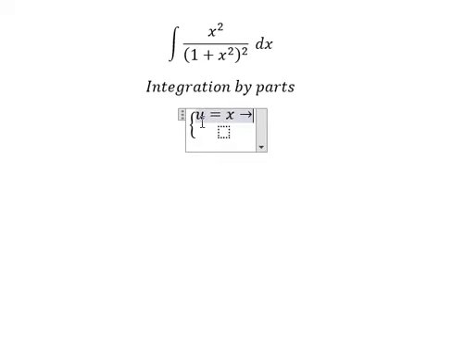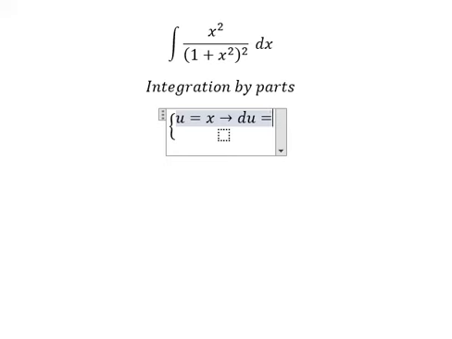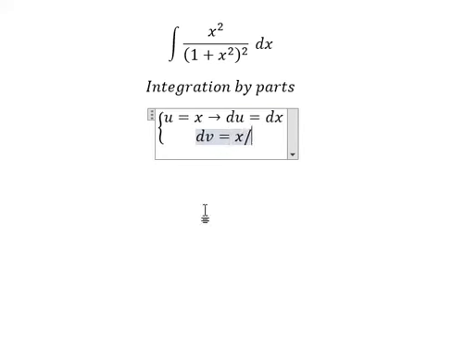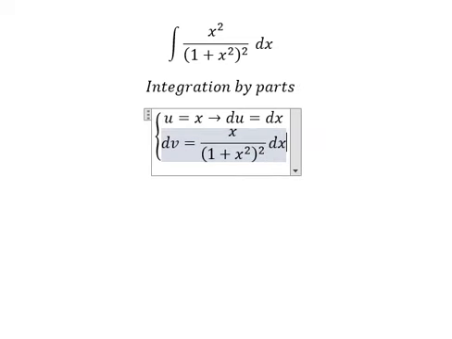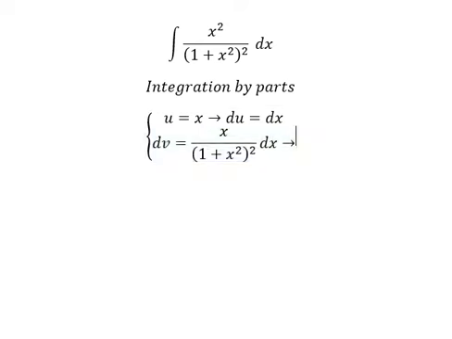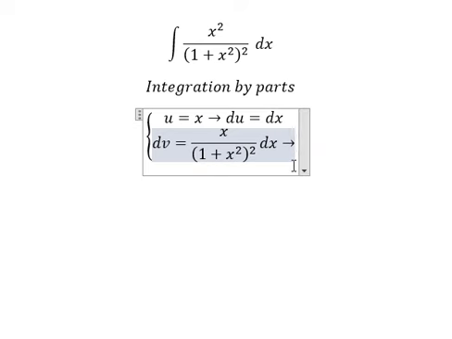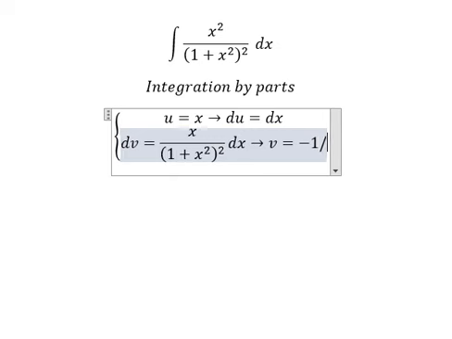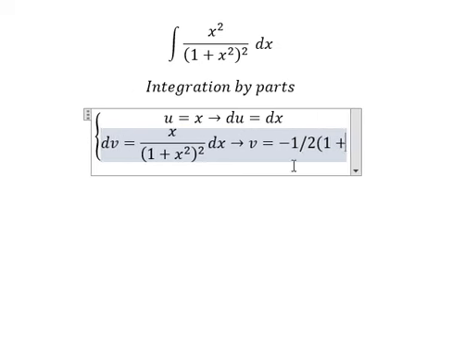Later we do the first derivative for both sides, and we have du equals ds, and dv is s over (1 plus s squared) to the power of 2 ds. So the integration of this one, we have v equals negative 1 over 2 multiplied by (1 plus s squared).